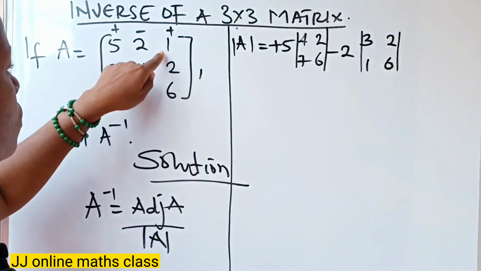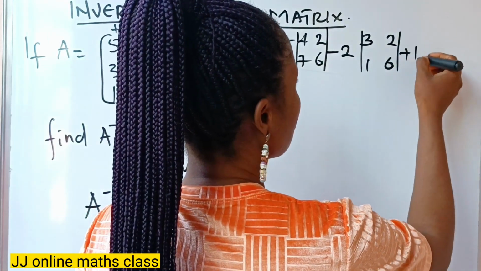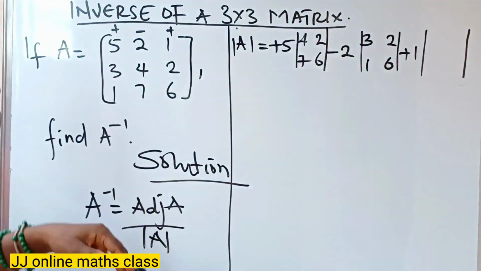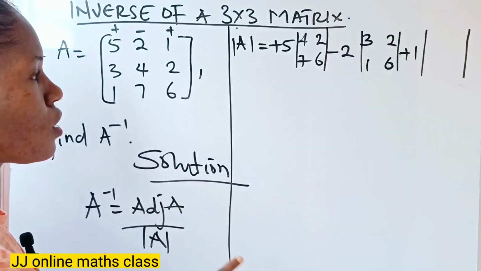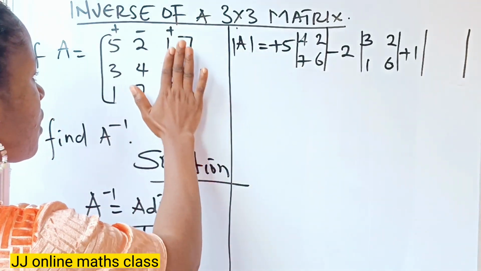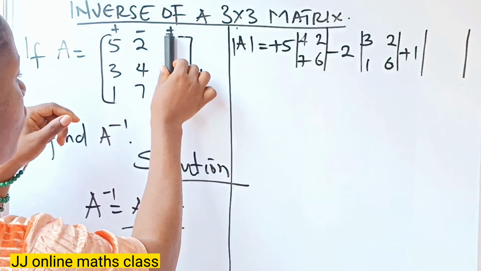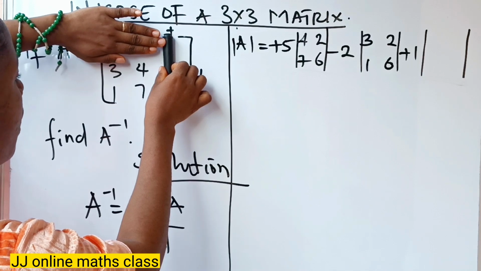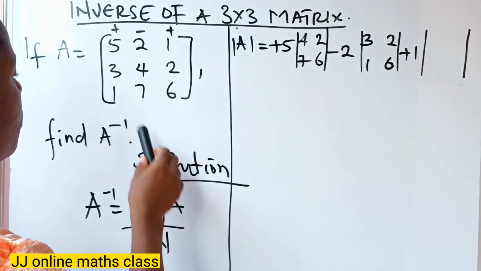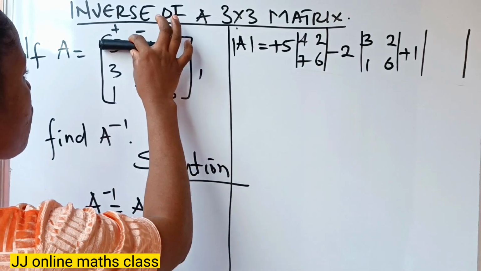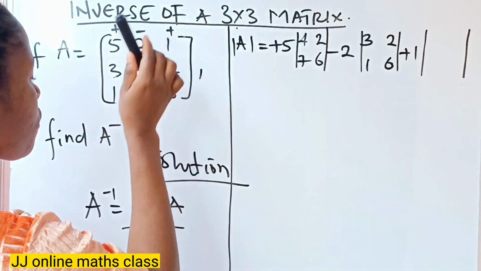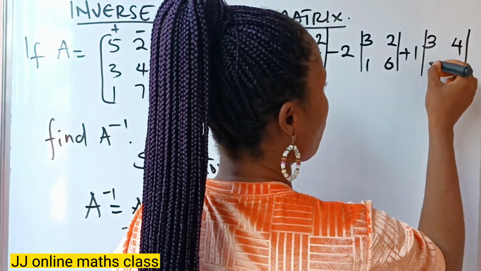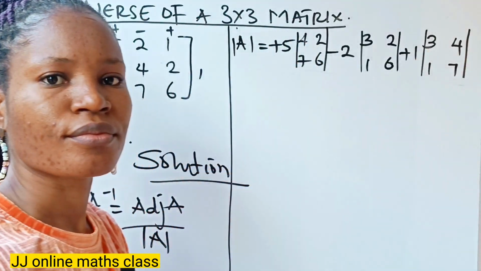Now we have plus 1. You write your plus 1 and you also open your determinant bracket. When you cover everything concerning 1, both vertically and horizontally, if I cover this row and this column containing 1, you are going to have 3, 4, 1, 7 visible. So you're going to have 3, 4, 1, 7.